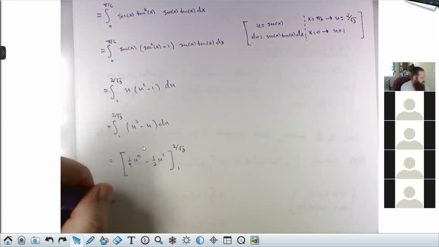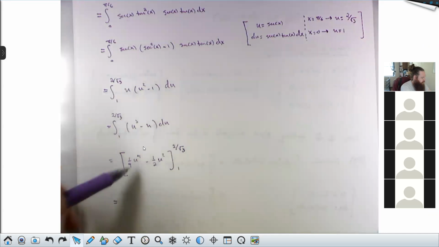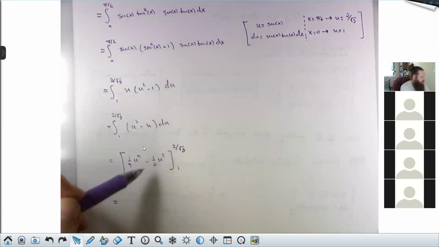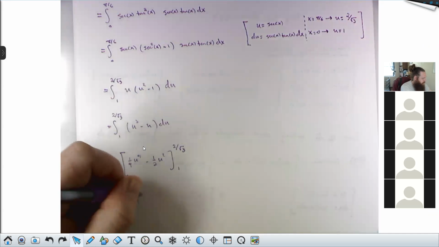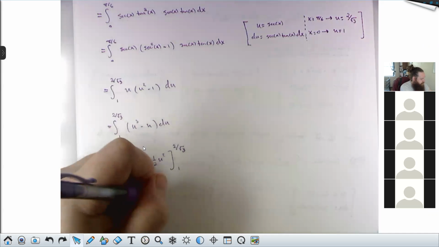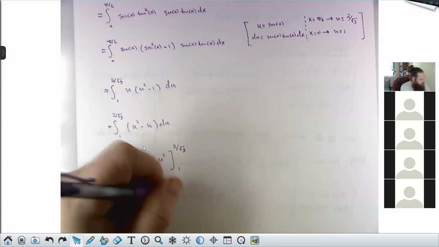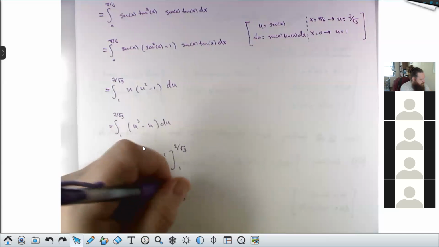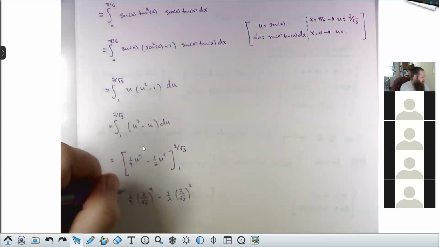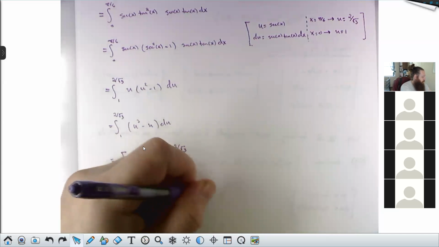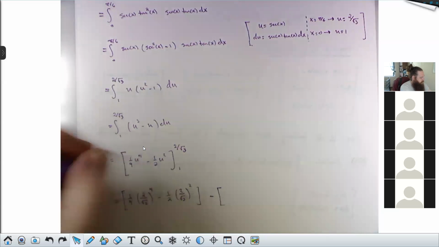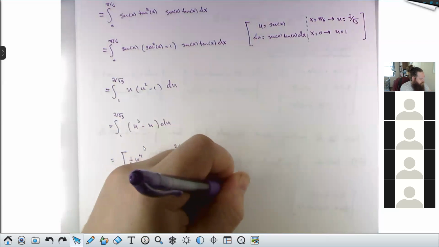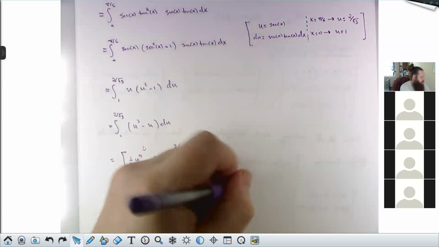Which means I'm going to plug in 2 over root 3 for u, and then subtract what I get when I plug in 1 for u. So this is 1/4 times 2 over the square root of 3 to the 4 minus 1/2 times 2 over the square root of 3 squared, minus, when I plug in the 1, this is 1/4 times 1 to the 4, which is just 1/4. And this is just 1/2.